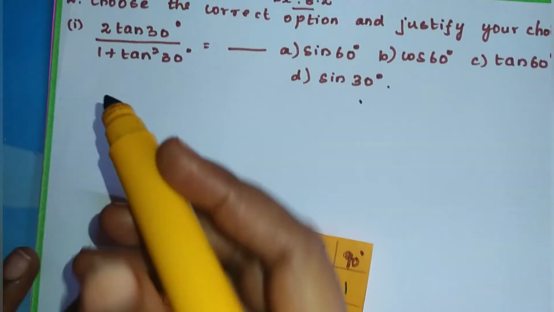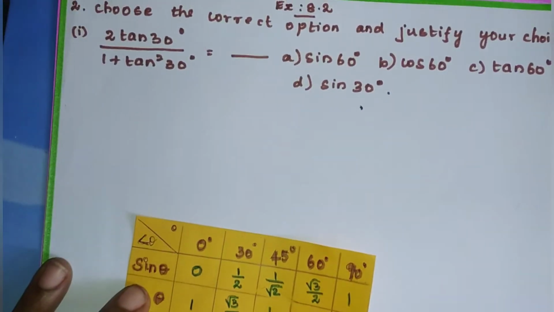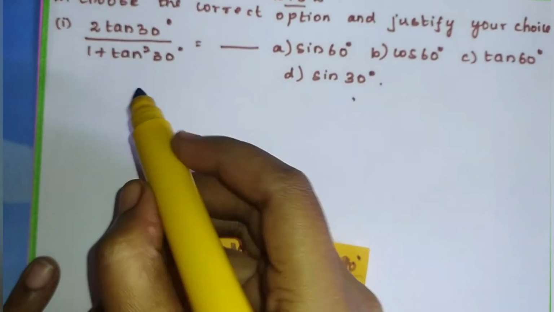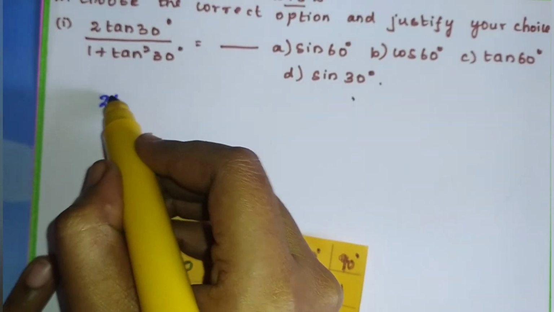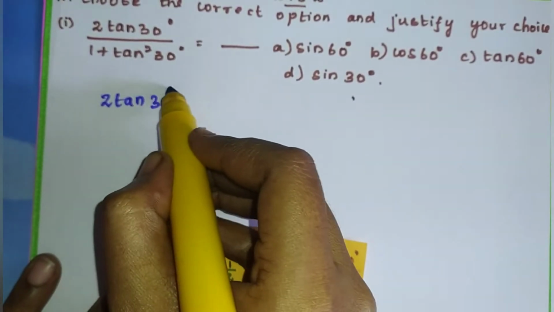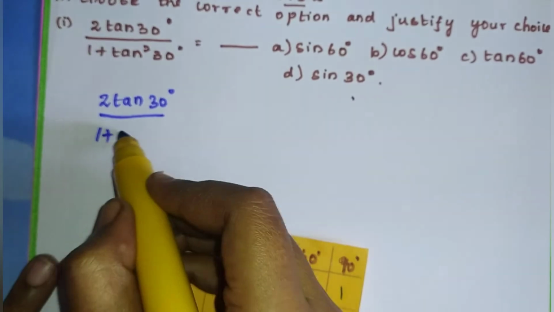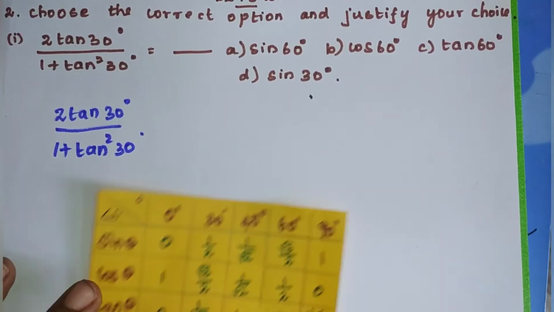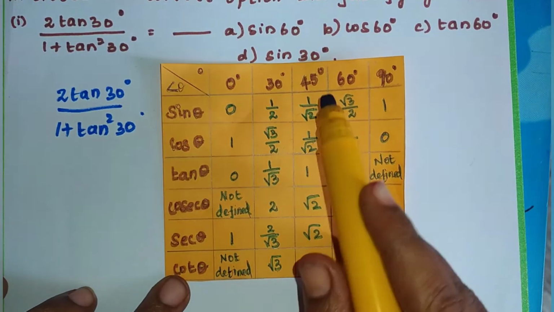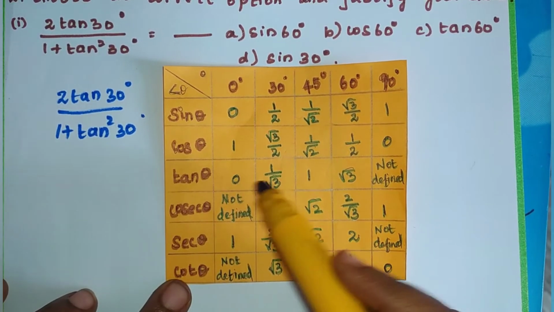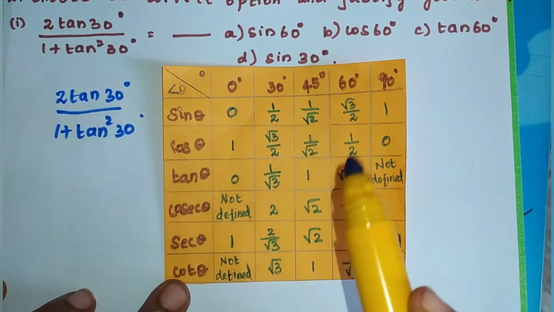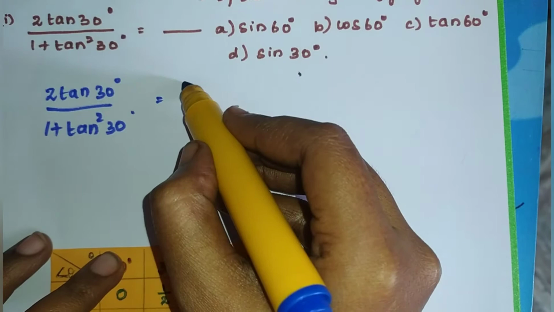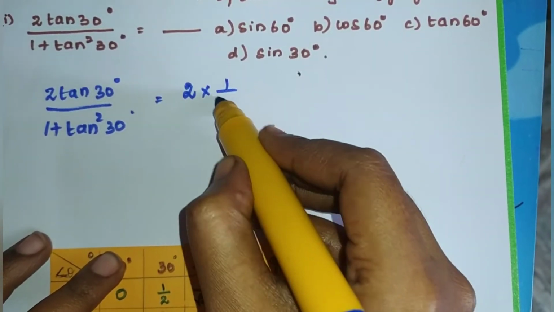Okay, first write the question. Two tan 30 degree divided by 1 plus tan square 30 degree. So, tan 30 degree is what? 1 by root 3. Tan 30 degree is 1 by root 3. So, instead of tan 30 degree, what can we substitute? 1 by root 3.